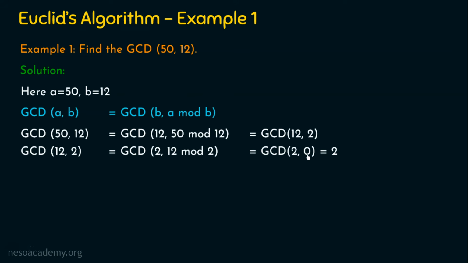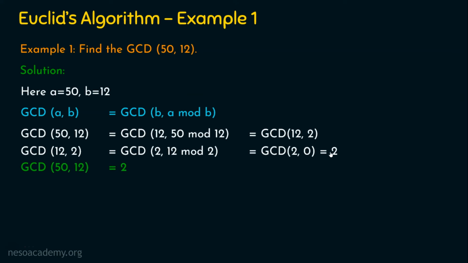Now, is this algorithm going to continue recursively? No. This algorithm is going to stop when the second parameter, that is the B value, is 0. Here the B value is 0. So whatever is there in A, that's the GCD, right? So for GCD of 2, 0, we need not run this algorithm recursively again because here B is 0. Here A is 2. So 2 is the GCD. So the answer for this question, GCD of 50, 12, is 2.